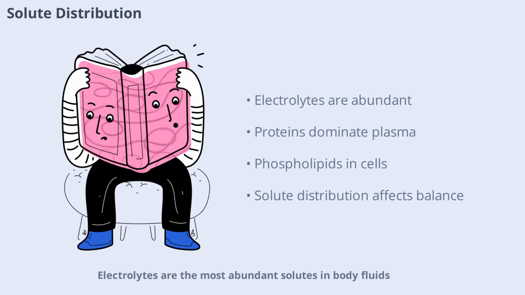Electrolytes are the most abundant solutes in body fluids, but the bulk of dissolved solutes consists of proteins, phospholipids, cholesterol, and triglycerides. These make up 90% of plasma solutes, 60% in interstitial fluid, and 97% in intracellular fluid. The distribution of these solutes is key to understanding how the body maintains its internal environment and responds to changes in fluid or electrolyte level.